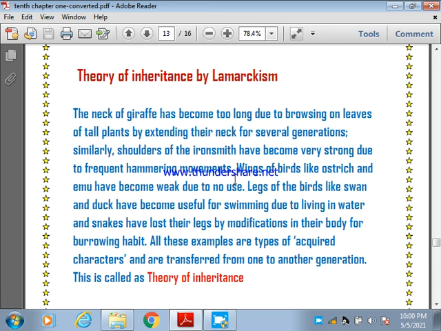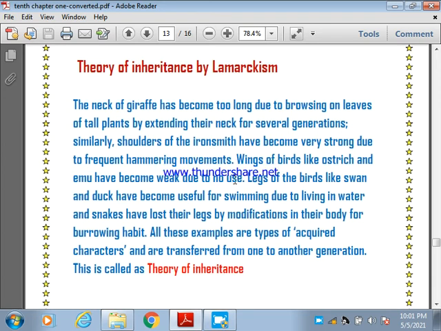In this, it means the parts which are useful become strong, and the parts which are not useful do not become strong.